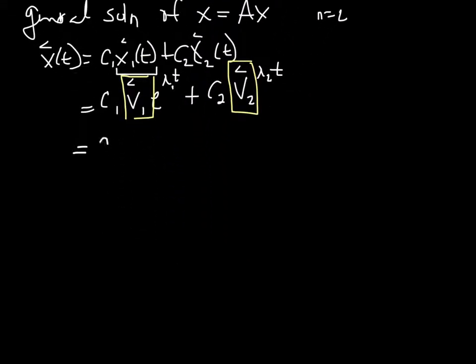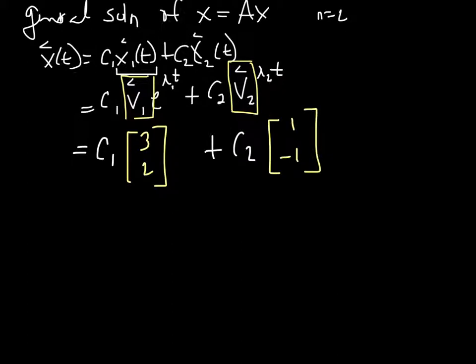So I have 3, 2. Let me just put these in right now. And this one was 1, negative 1. And then we have e to the lambda t, where our first lambda was 4, so e to the 4t. And our second lambda was negative 1, so e to the negative t. Okay, so this is our general solution.